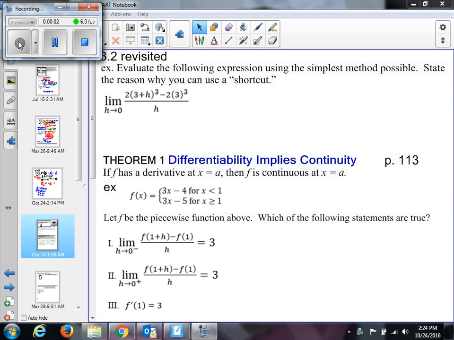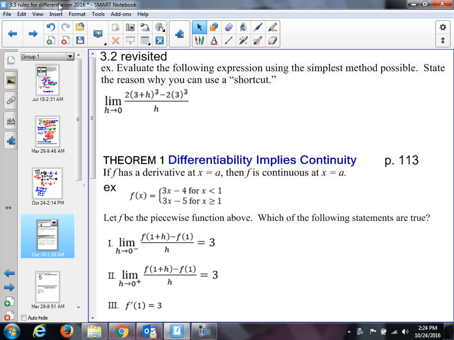It's recording, and I'm mispronouncing. Okay.